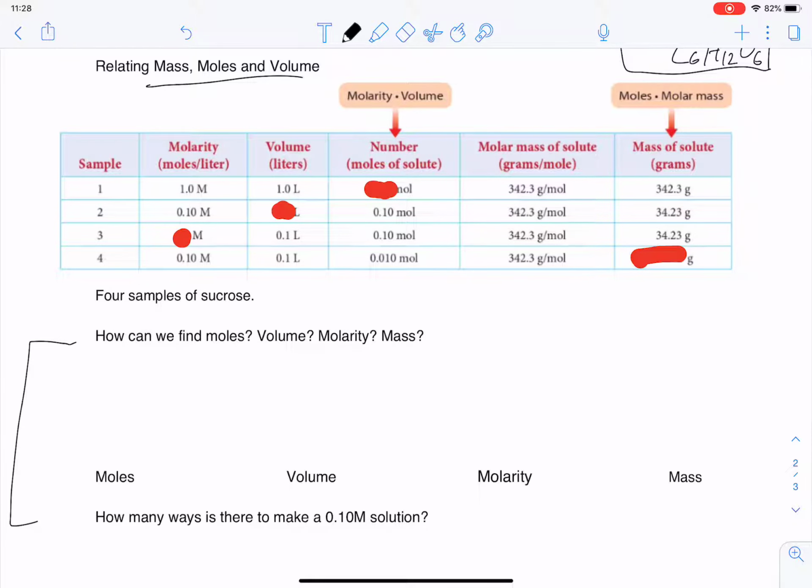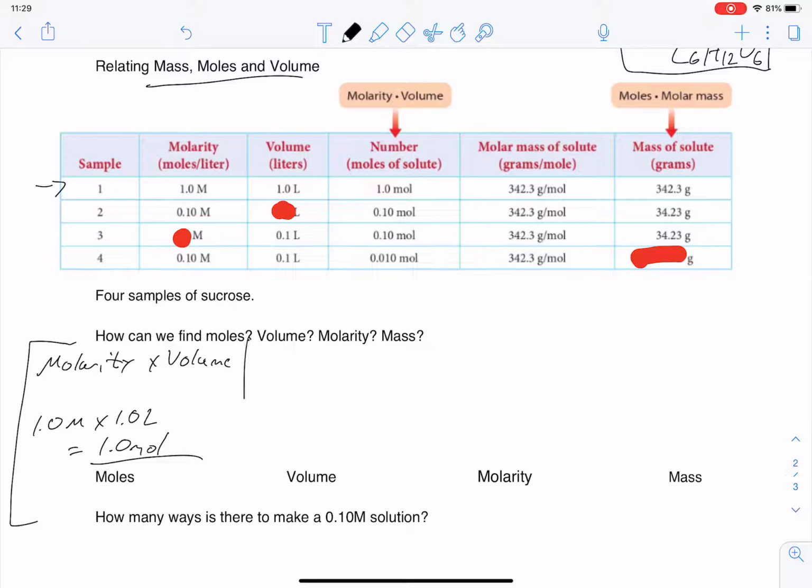So we'll start with sample 1, trying to solve for the moles, and the equation we're going to use is molarity times volume, right? Because we've seen that molarity is moles over volume. So if we move things around to solve for moles, we just take the molarity and multiply it by volume, which in this case is 1.0 molarity times 1.0 liters, and that should be 1.0 moles. Double check our work. There it is.